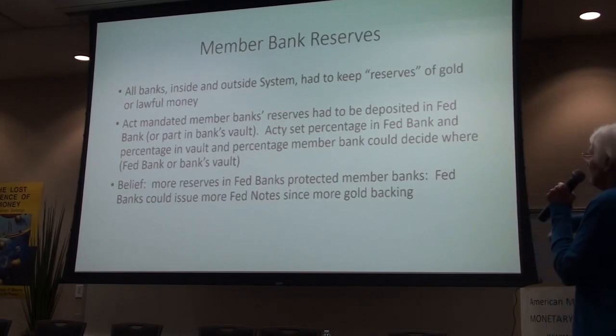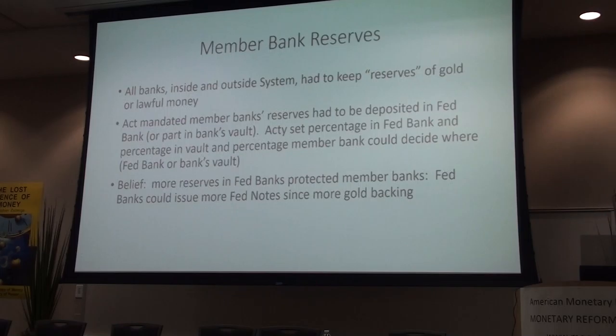So the act mandated the reserve requirement for member banks. Now, at the beginning of the Fed, a member bank had a certain percentage of the reserve that had to be deposited at their Fed bank. And then there was another percentage that they could keep in their bank vault. And then there's the remaining percentage of that reserve that the bank itself could decide: do I want to keep it in my Fed bank or in my bank vault? So that was where the reserves were at the beginning.